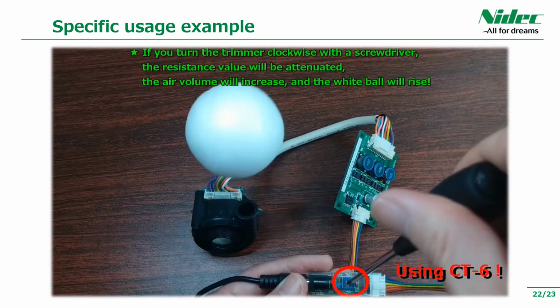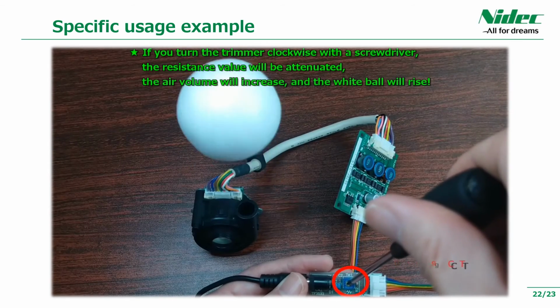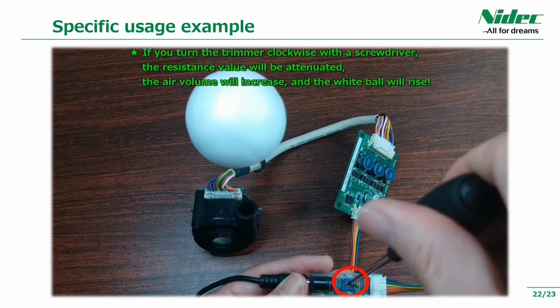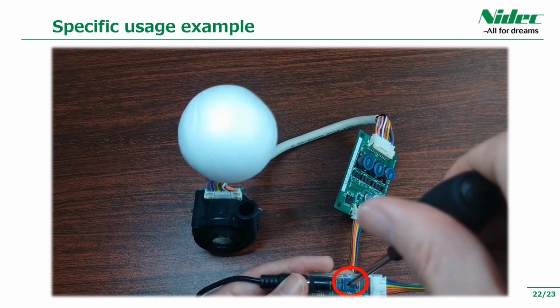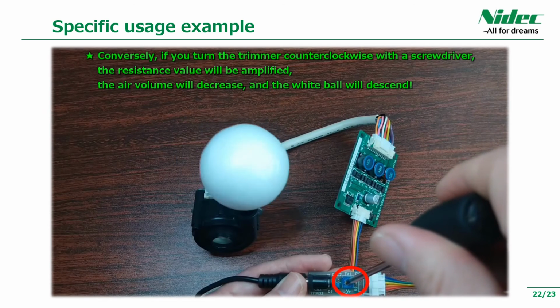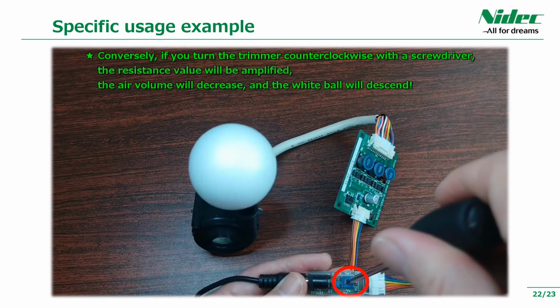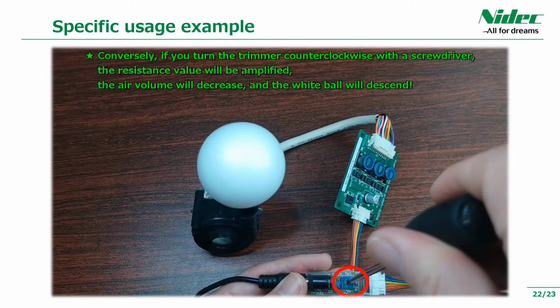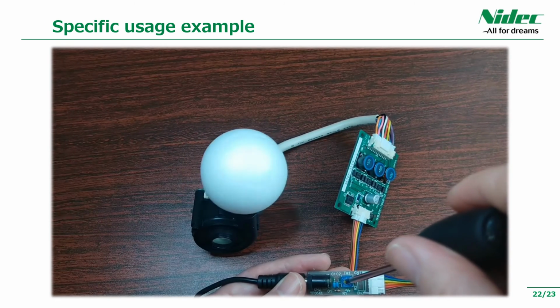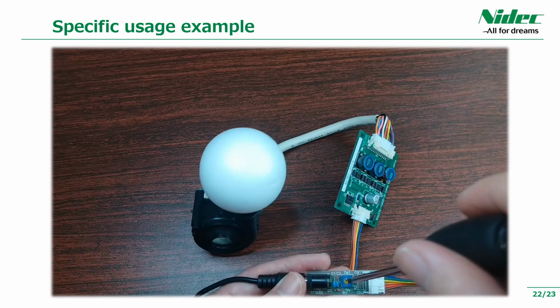Turning the trimmer clockwise with a screwdriver attenuates the resistance, increases the airflow, and raises the white ball. Conversely, turning the trimmer counterclockwise with a screwdriver amplifies the resistance, reduces airflow, and lowers the white ball. As you can see, I was able to adjust the air volume using the trimmer.